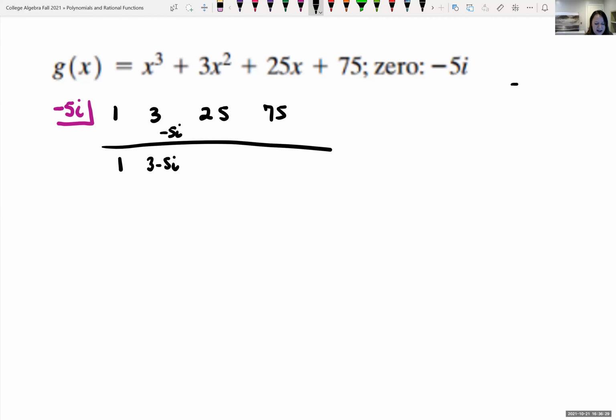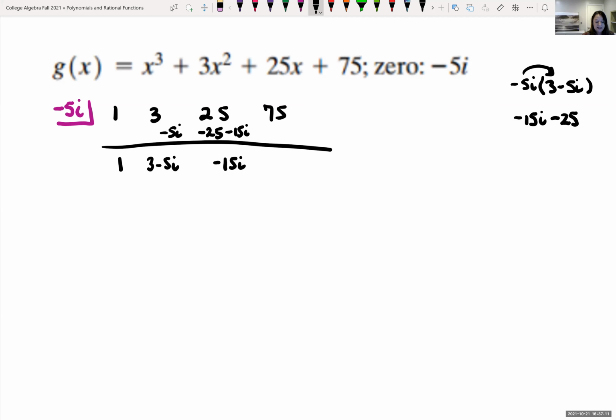Let's do some work on the side. We have negative 5i now times 3 minus 5i. If I distribute this, negative 5i times 3 is negative 15i, and negative 5i times negative 5i is positive 25i squared. But recall i squared is negative 1, so this is minus 25. So we're going to put that below in the next column. So I have negative 25 minus 15i. Summing, 25 minus 25 cancels, and we're just left with the imaginary part, negative 15i.